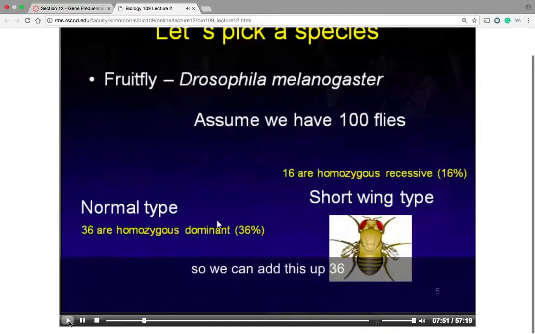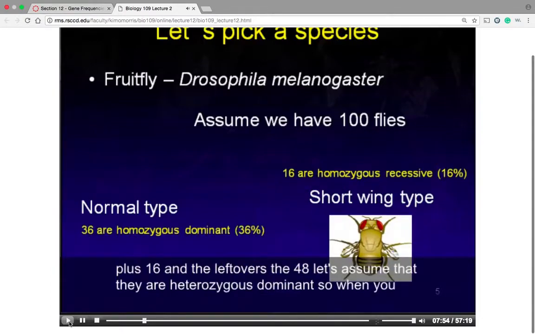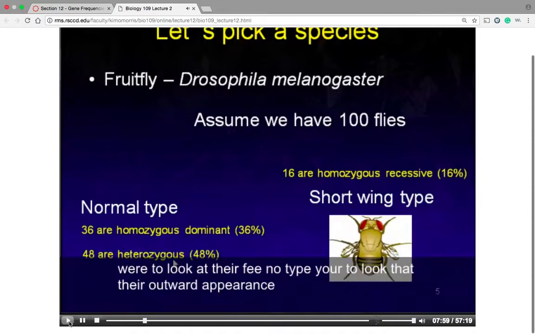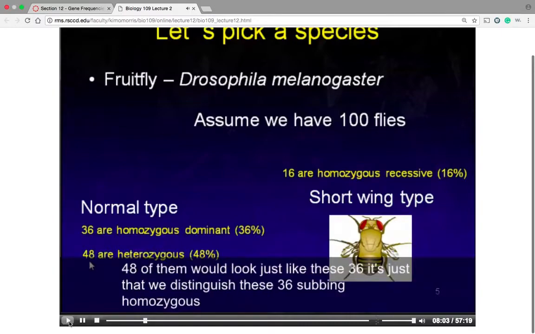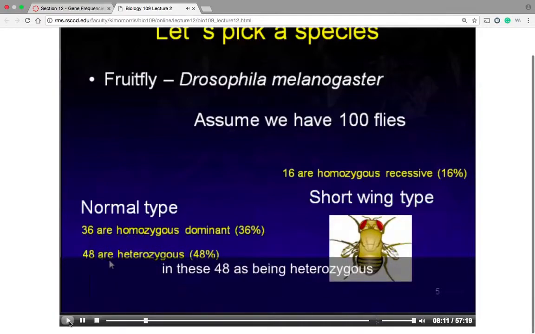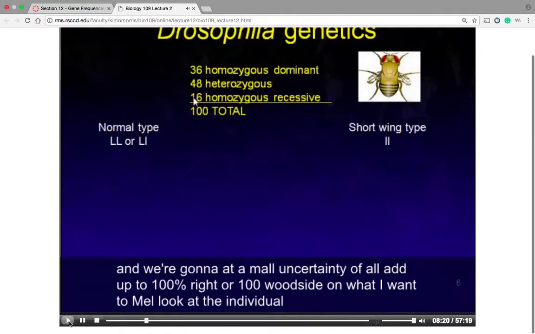So we can add this up, 36 plus 16, and the leftovers, the 48, let's assume are heterozygous dominant. When you look at their phenotype, their outward appearance, the 48 would look just like these 36. It's just that we distinguish these 36 as homozygous and these 48 as heterozygous. So let's take these 100 flies, 36, 48, and 16, and add them all up. Certainly they all add up to 100%.